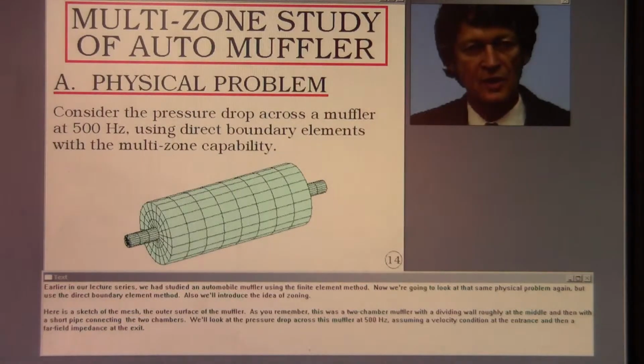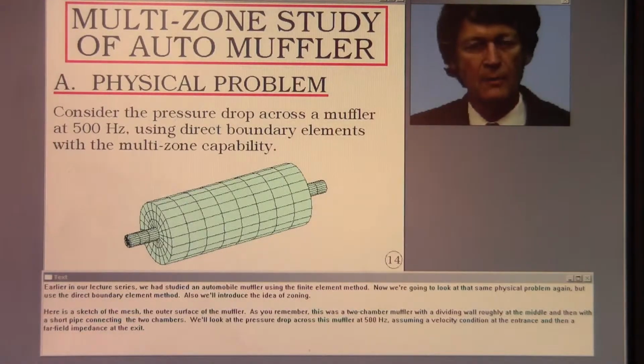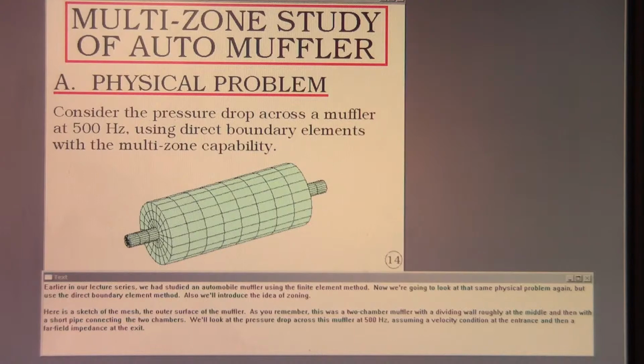Earlier in our lecture series, we had studied an automobile muffler using the finite element method. Now we're going to look at that same physical problem again, but use the direct boundary element method. Also, we'll introduce the idea of zoning.